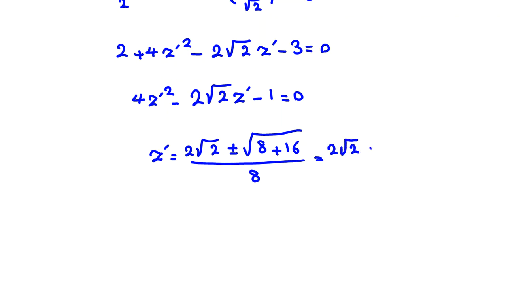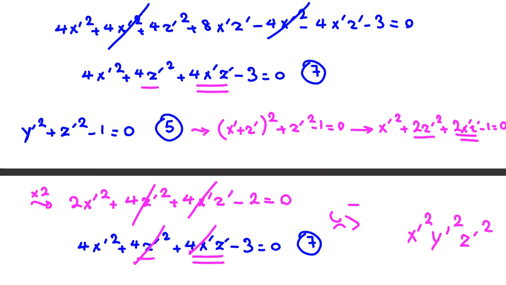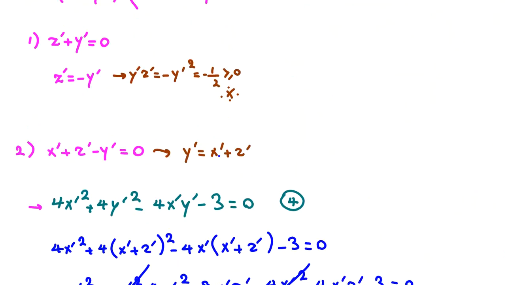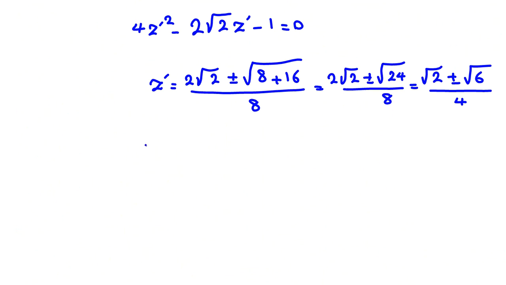So it will be 2 root 2 plus minus root 24 over 8. We divide both numerator and denominator by 2. It will be plus minus inside square root, we should divide by 4 over 4. So we know that here we found y prime, the relationship. Y prime equal to x prime plus z prime.